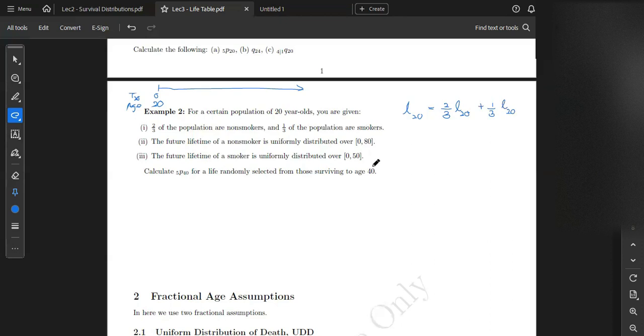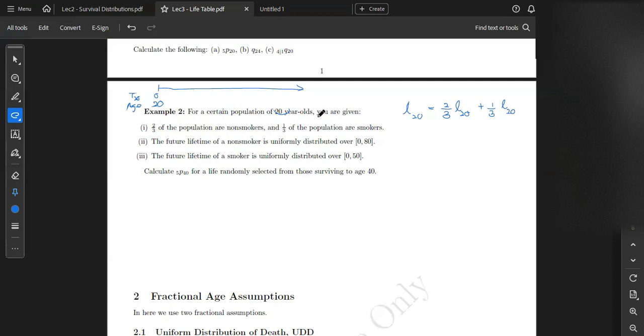For the non-smokers, we have a uniform distribution that spans from 0 to 80, but the point that we need to keep in our mind is that they are 20-year-olds at the beginning, but the probability we need to calculate starts from 40. So they have already covered 20 years into the future if we consider this lifetime.